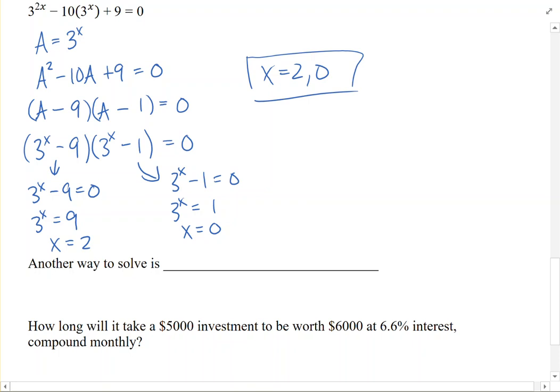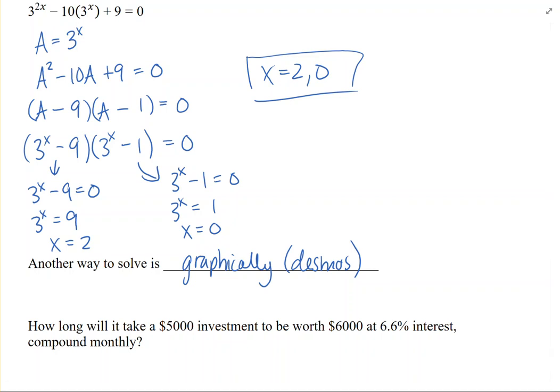Right now we've just solved it algebraically. Another way to solve is graphically. So yes, you can use your graphing calculator or Desmos. Okay, so that is the second way in which you can find a solution.